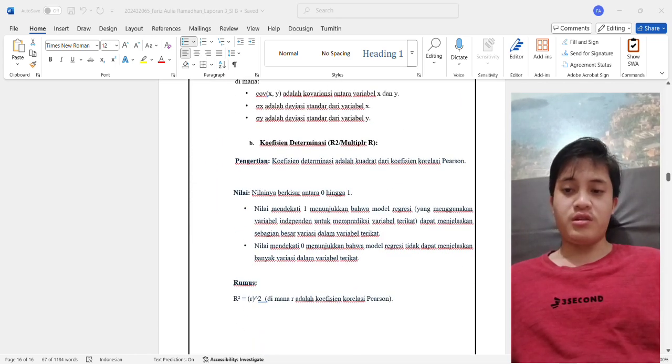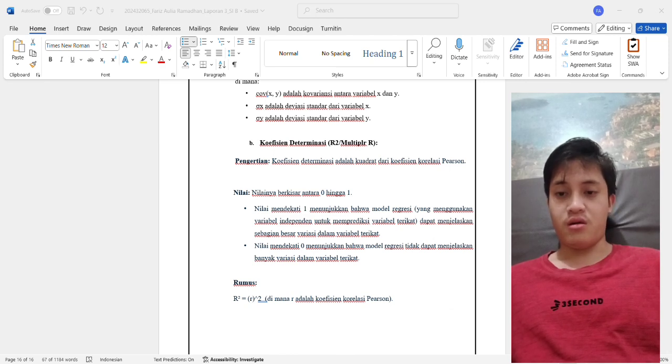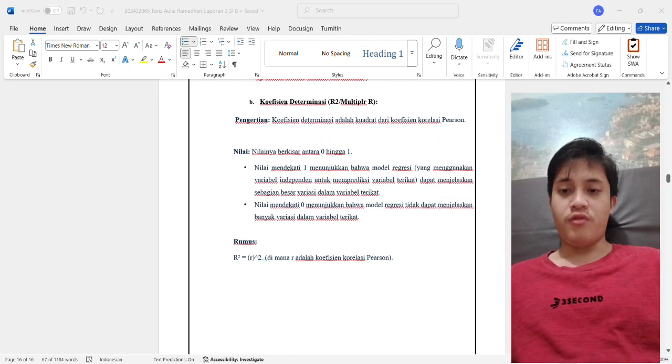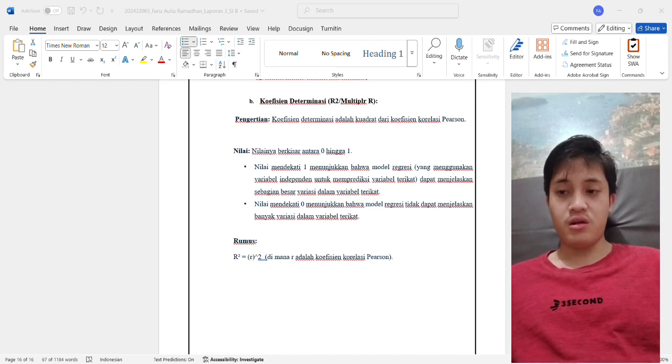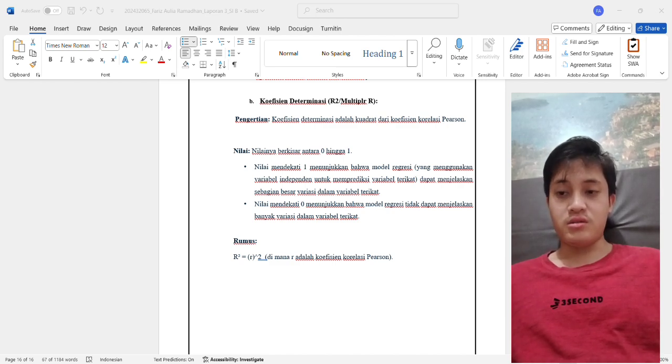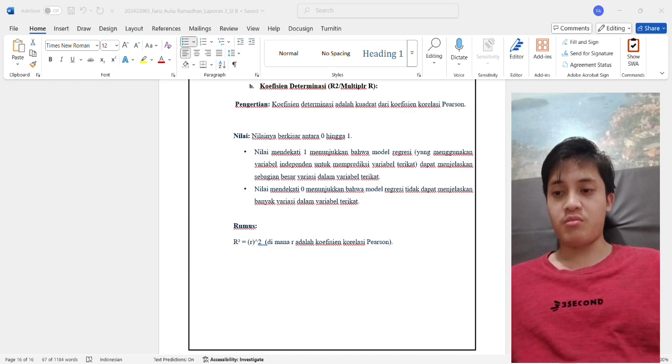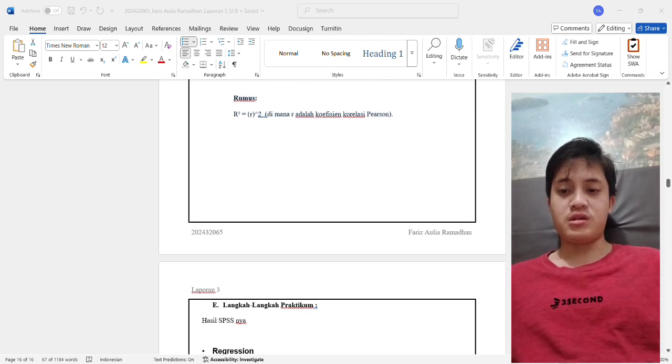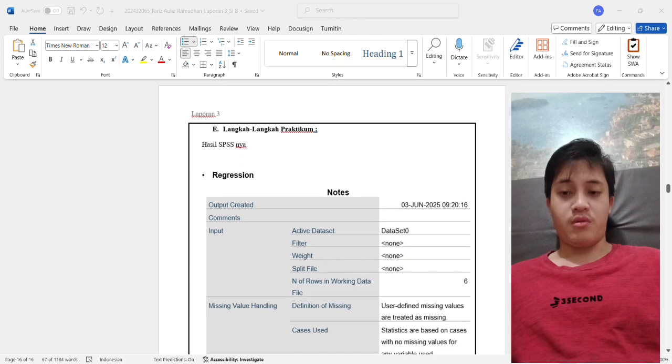B. Coefficient of determination or R squared. Definition: the coefficient of determination is the square of the Pearson correlation coefficient. The value ranges from 0 to 1. A value close to 1 indicates that the regression model can explain most of the variation. A value close to 0 indicates that the regression model cannot explain much of the variation in the dependent variable.